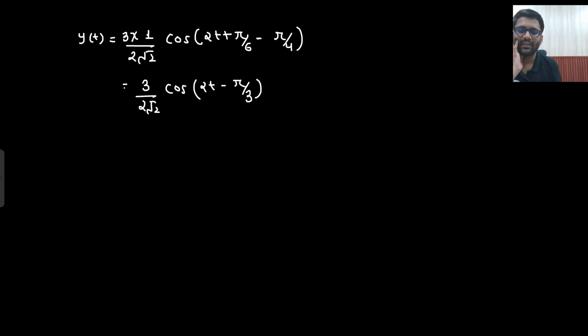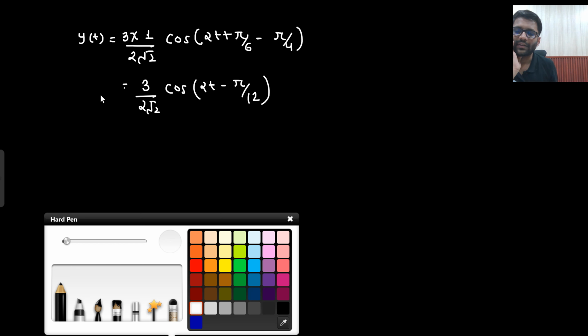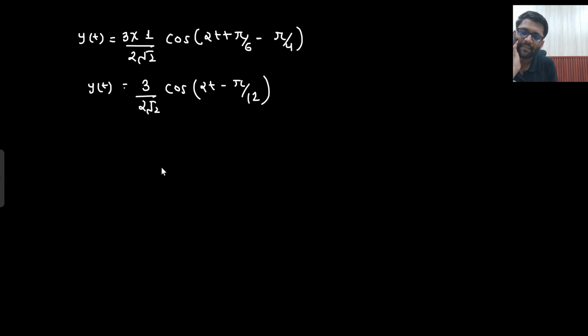Why am I writing this down? Pi by 6 minus pi by 4, that is 2 minus 3 over 12, so this will be minus pi by 12. Okay, so this is the answer you will be getting. This is your final y(t). So very easily you would have written down this output y(t).